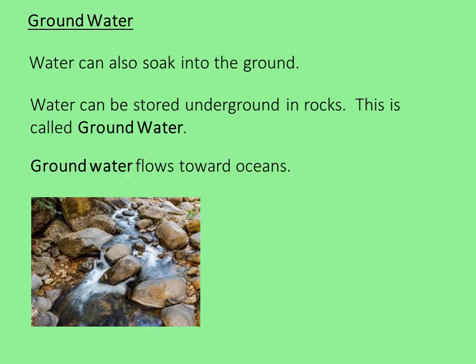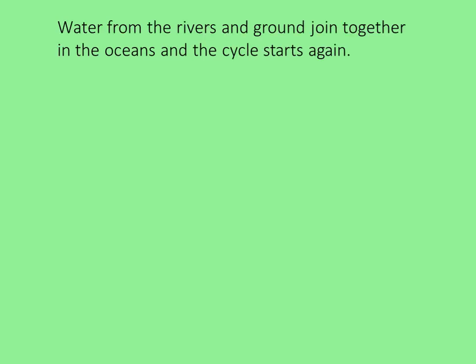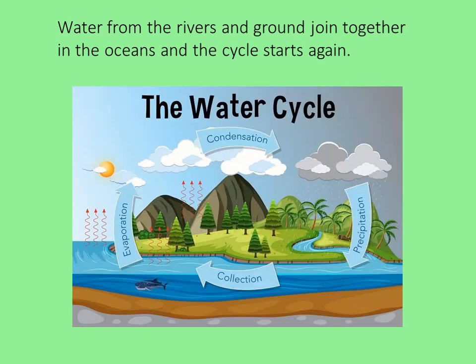But that groundwater also flows towards the oceans, and you can start seeing where the cycle starts coming round. Water from the rivers, the groundwater, and the surface runoff, they all join together and flow in the direction of the oceans, and that's where the cycle starts again. Here is the example of the water cycle diagram we saw earlier. And for the end of the lesson, let's do a quick recap.